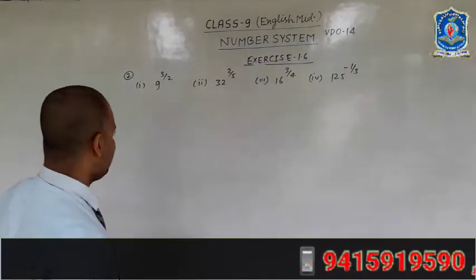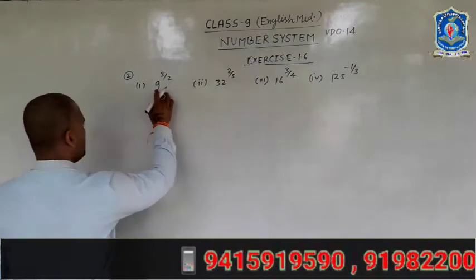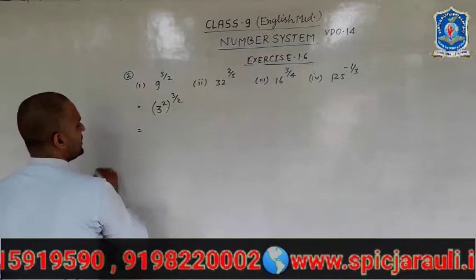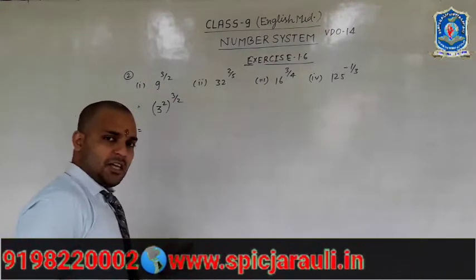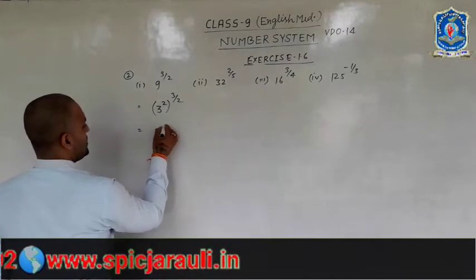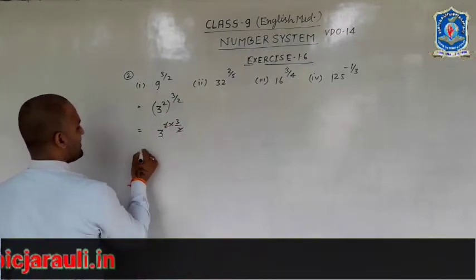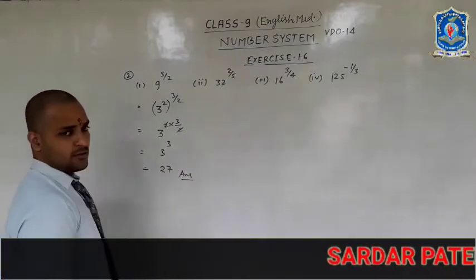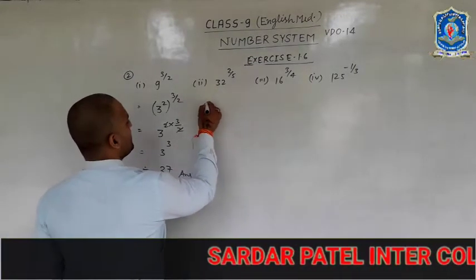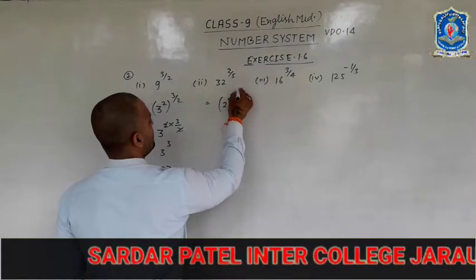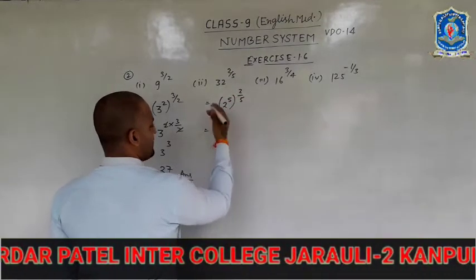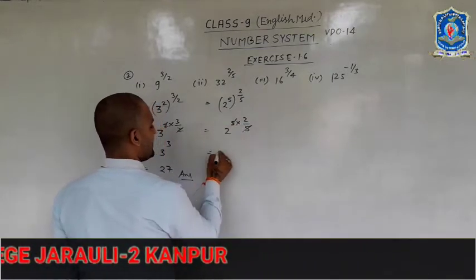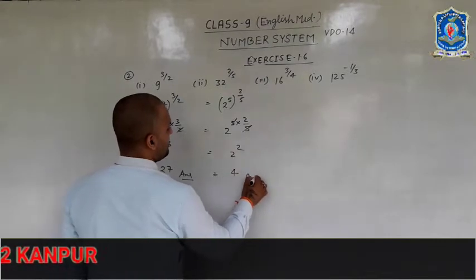Okay students, let's see. 9 to power 3 by 2 can be written as 3 to power 2, to whole power 3 by 2. Now applying laws of exponents, that will be 3 to power 2 into 3 by 2, the 2s cancel, that is 3 to power cube, that will be 27, the answer. Now here 32 can be written as 2 to power 5, to whole power 2 by 5. Applying laws of exponents, that will be 2 to power 5 into 2 upon 5, the 5s cancel, that will be 2 to power 2, the answer will be 4.